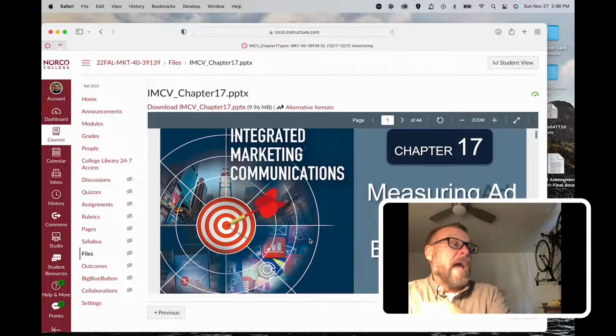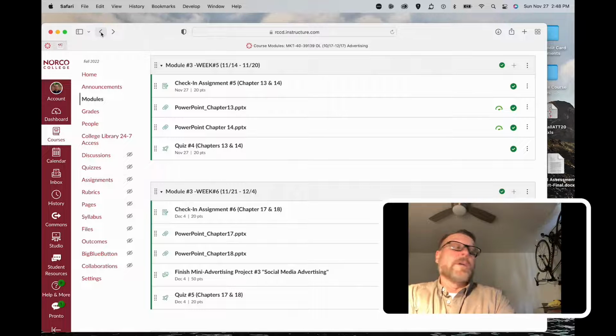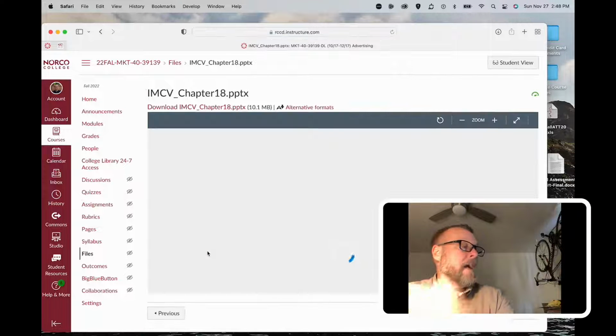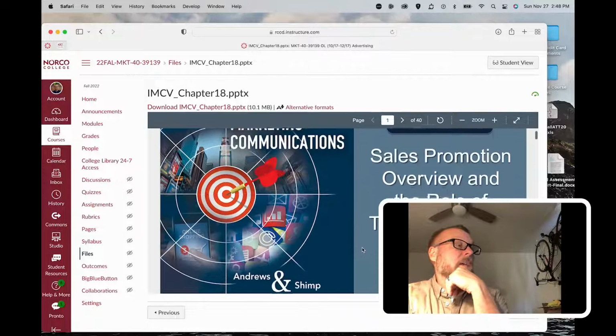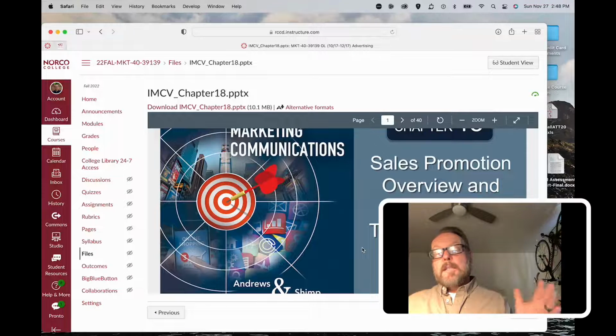So it's going to be measuring ads effectiveness on chapter 17, which is really good to know because you might put a lot of money into doing an ad and then find out it's not very profitable. So you need to be able to measure that. And then the second chapter, chapter 18, you're going to be looking at sales promotions and an overview of trade promotions. So again, this whole class is really all about what's called, not the marketing mix, but the promotional mix. So what are the 4 aspects or 5 aspects of promotional mix?